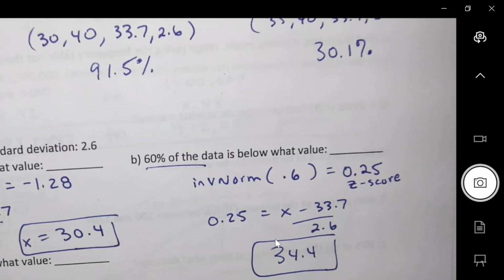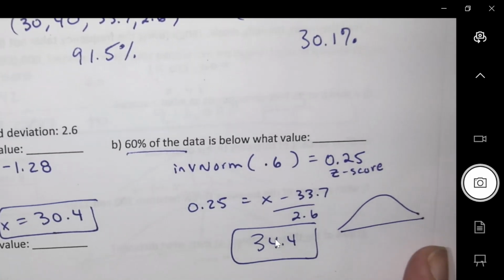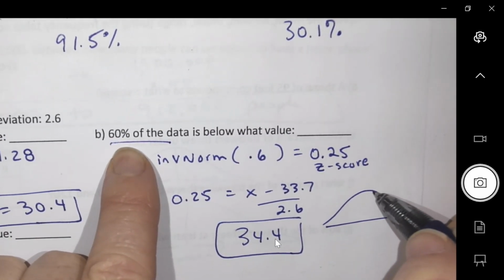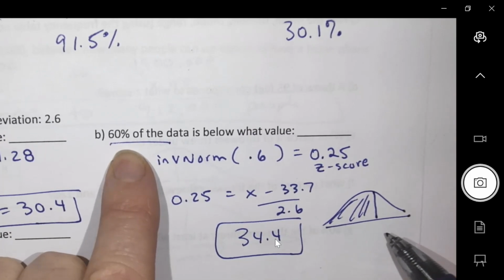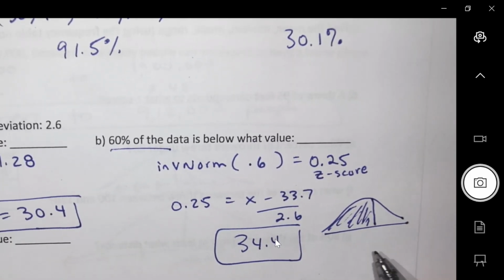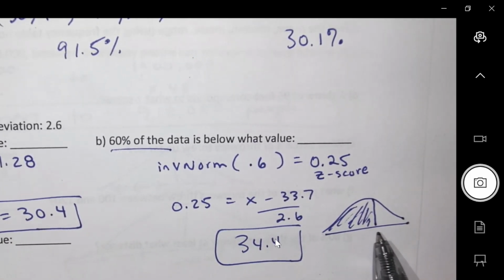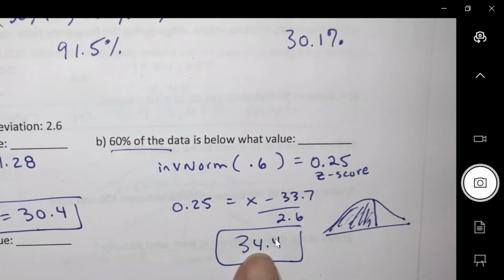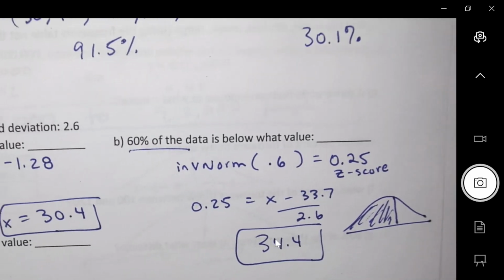Okay, if you are a person who likes visuals, does it make sense? Well, here's me making sense of it. 60% of the data is below me. So where am I? I'm over here. I'm above the average, right? If 60% of people are below me, I'm above that average. So if my average is 33.7, I'm at 34.4. That totally makes sense to me, right?